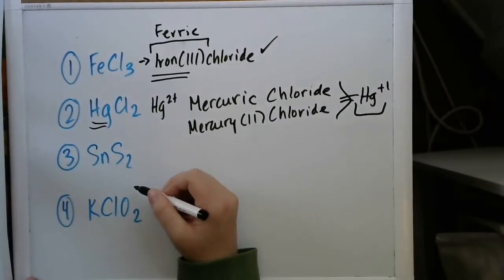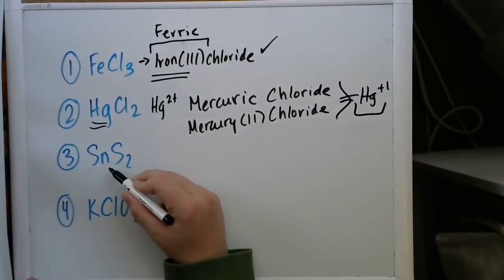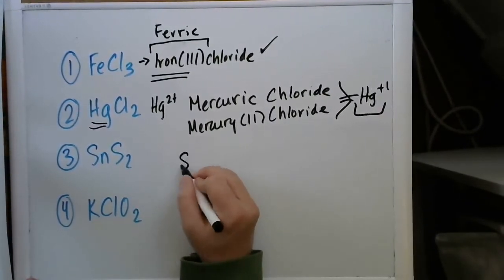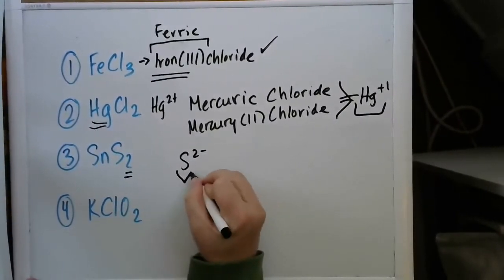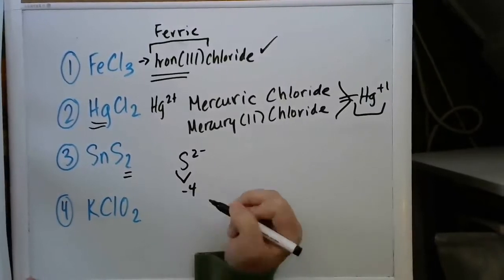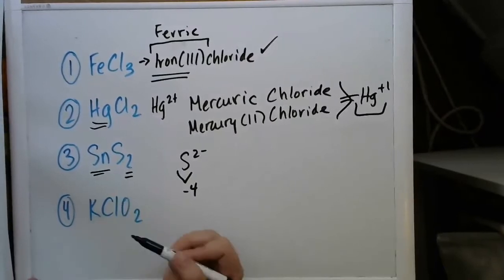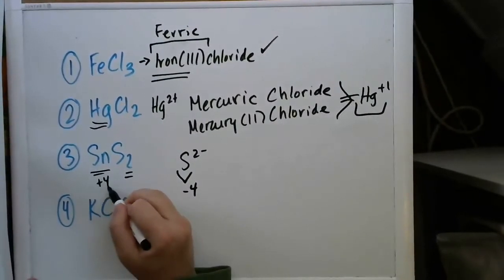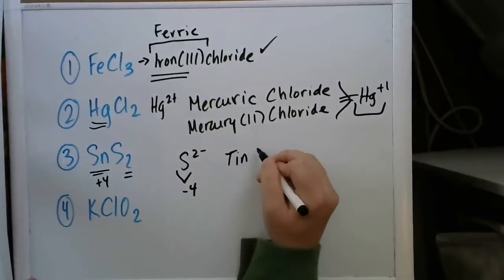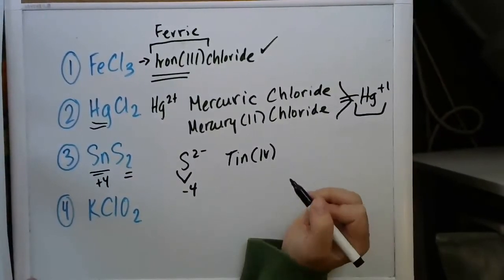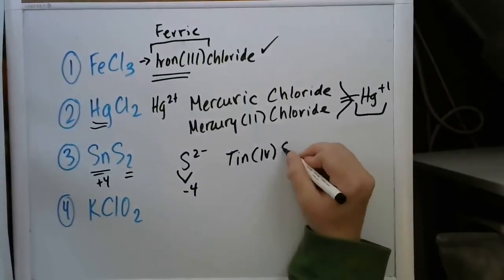SnS2. All right, so now we have to break this down. We have 2 sulfurs and we have 1 tin. We know that every sulfur has a negative 2 charge, and we see that there are 2 of them. That means that the total contribution from sulfur has to be negative 4. If there's only 1 tin, that means that the tin charge has to be positive 4. That means that we're looking at the tin 4 ion here. Okay, it's attached to sulfur, so it would be tin 4 sulfide.